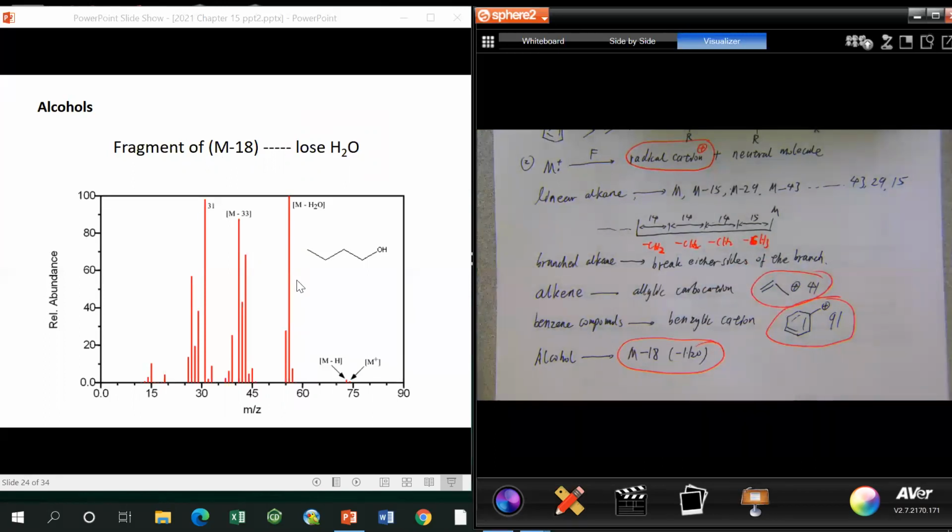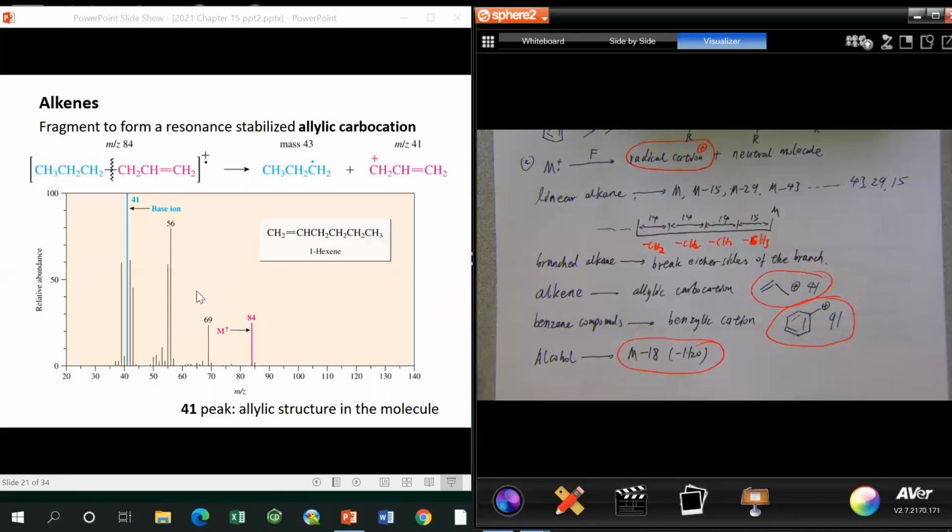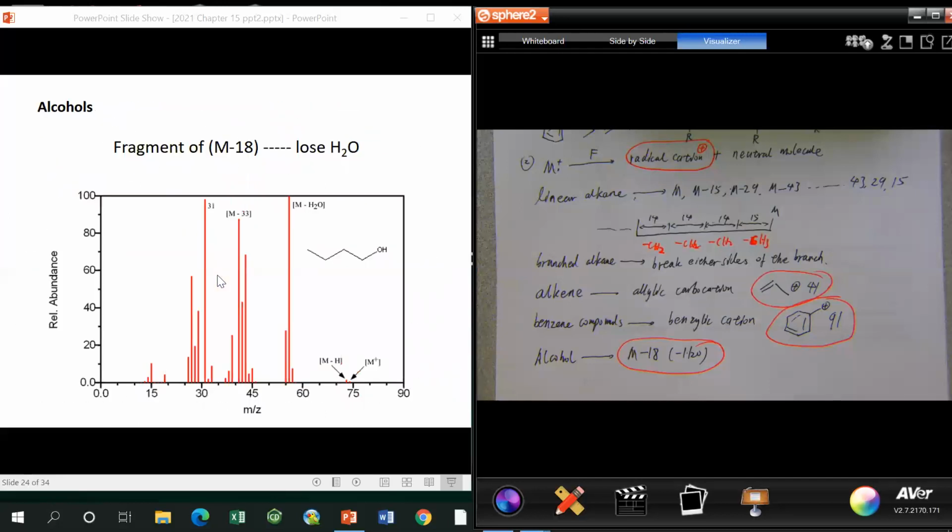And the example shown here is butyl alcohol, so that's the M plus, and you can see the highest peak is the M minus 18, minus water. That's very unique for alcohol. And because you lose one water, this fragment should be an even number. In most fragmentation cases the fragment mass is an odd number, but here it's an even number, so that's pretty unique.